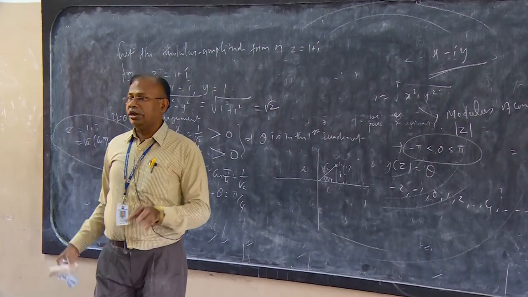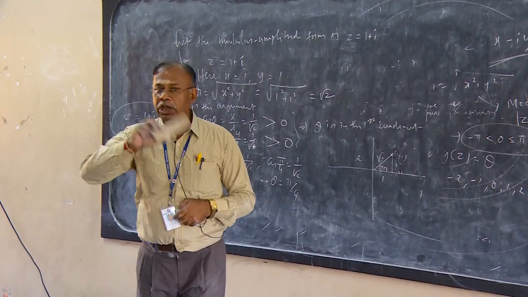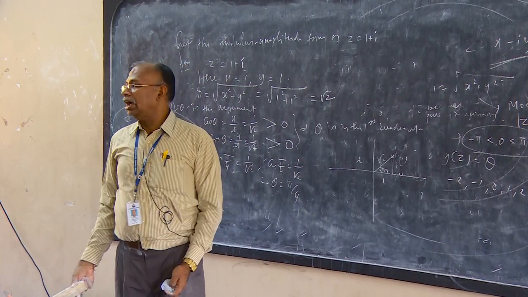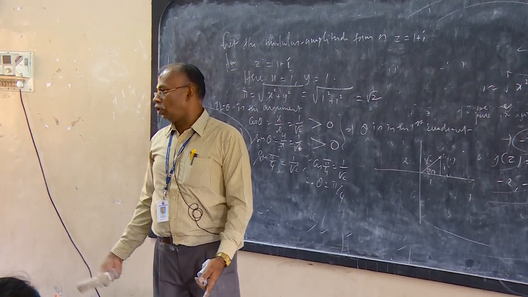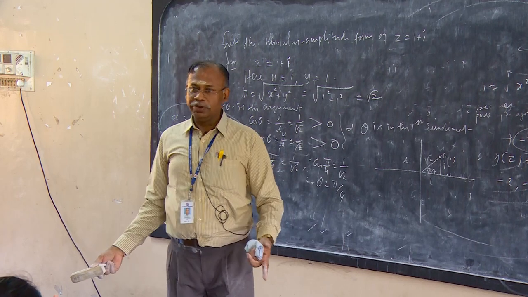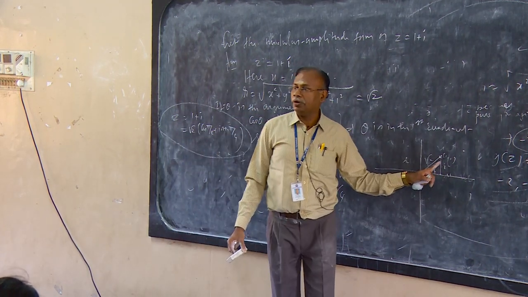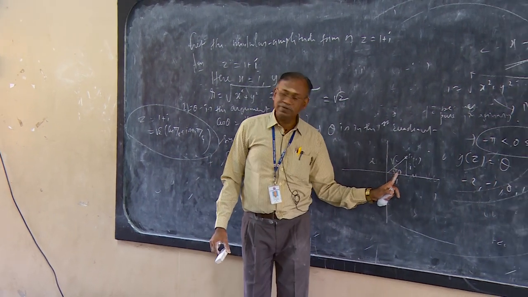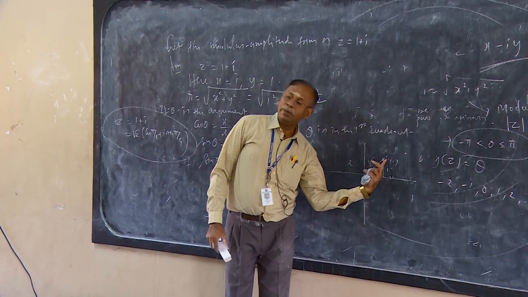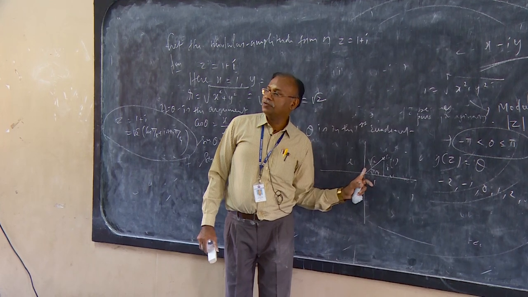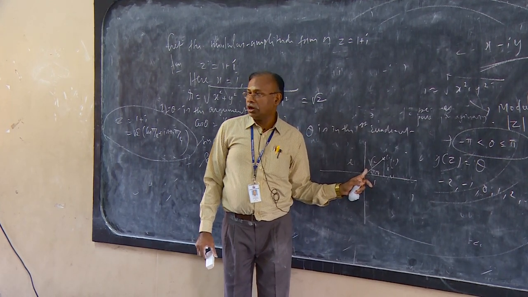In an isosceles right triangle, the remaining two angles other than the right angle are equal, and each angle equals 45 degrees, yes or no? You should know this much, otherwise you can't come to the conclusion quickly. Each of these angles is equal to pi by 4 or 45 degrees. Therefore, this angle is pi by 4. This length happens to be the modulus. Therefore, this is root 2 by Pythagoras theorem.